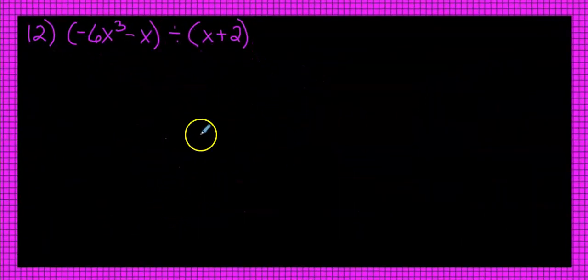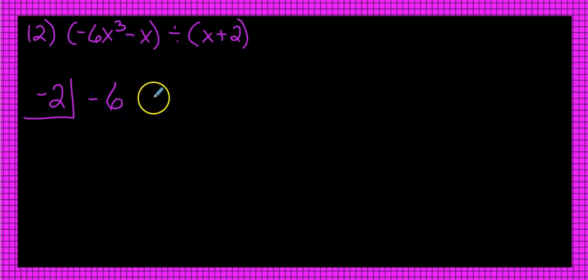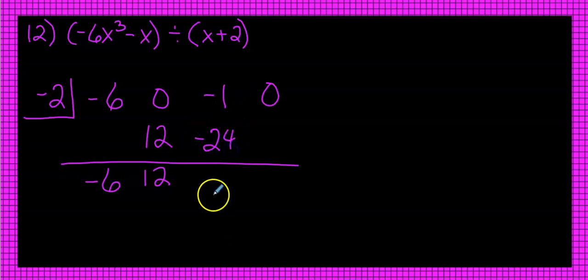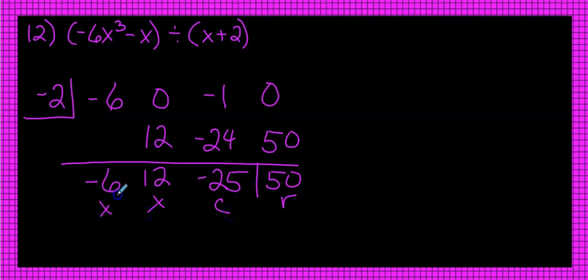Okay, I'm going to work this one with you really quickly. We're going to put a negative 2 here. We have a negative 6x cubed. We do not have an x squared. So we have a 0 there. We have an x term, so that's a negative 1. And then we do not have a constant term, so that's another 0. Bring down the negative 6. Negative 2 times negative 6 is 12. Combine those. Negative 2 times 12 is negative 24. Combine those. And negative 2 times negative 25 is 50. And combine those, and that's my remainder, my constant, my x, and my x squared.